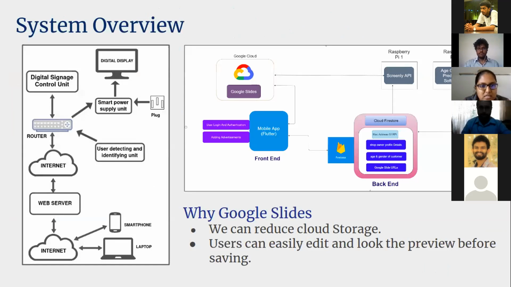In our system, the user detecting and identify unit captures the user and predicts the age and gender. According to that, the best advertisement will be shown by the digital signage control unit. With the smart power supply unit, you can turn the digital screen on or off by mobile app. The digital signage owner can upload the advertisements as Google Slides through the mobile app. We use Google Slides here because we could reduce the cloud storage in our system, and the users can easily edit and look at a preview before saving them.